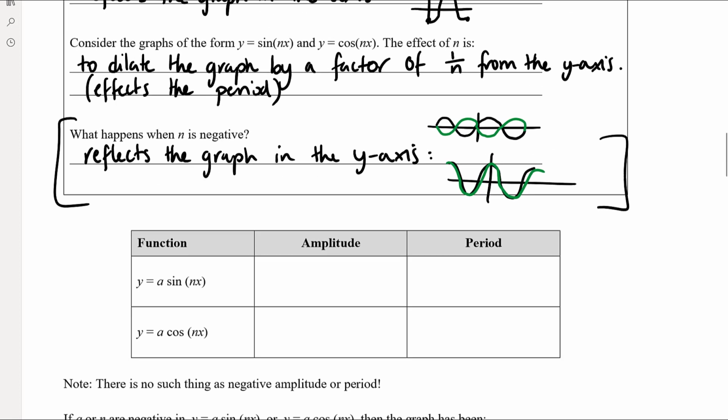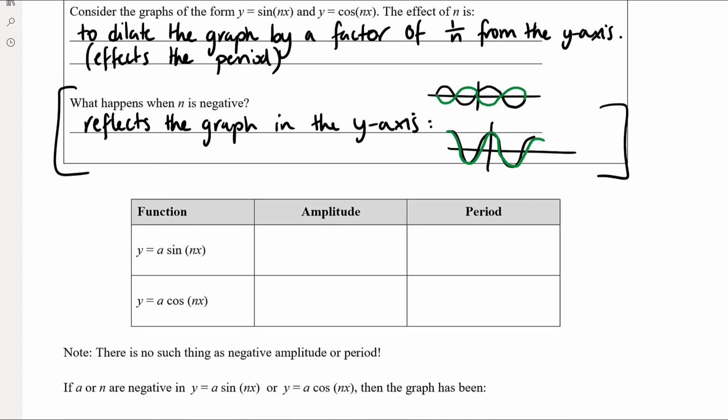Okay, so let's bring that together then. If our function is a times sine of nx or a times cos of nx, the amplitude is going to be affected by that dilation by a factor of a from the x-axis, and so the amplitude is going to become a. Now I want to be careful about that, because if a is negative 2, the amplitude is not negative 2. The graph's been reflected and the amplitude is still 2. So technically what we want is the absolute value of a, which just means we ignore the negatives.